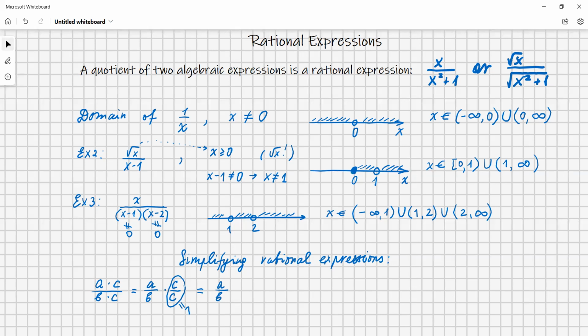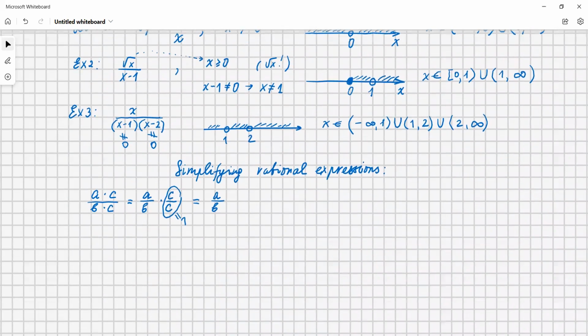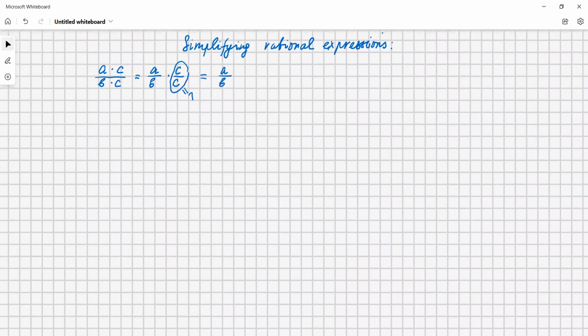I'm going to consider a couple of examples. Let me move it a little bit up. So example number one is going to be a rational expression x squared plus x divided over x minus 1. So how can we use this nice property in simplifying rational expression?